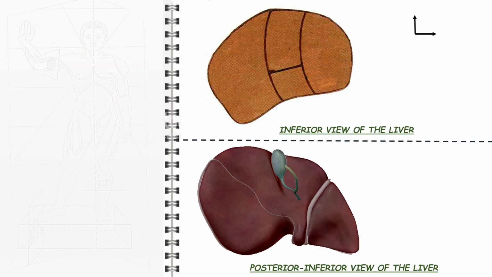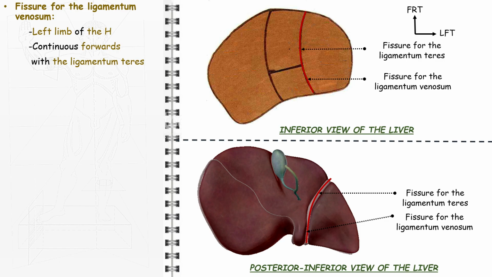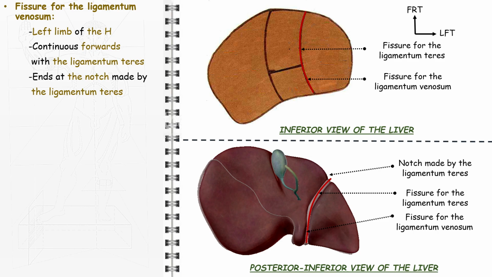The fissure for the ligamentum venosum constitutes the left limb of the H. It is continuous forwards with the ligamentum teres and ends at the notch made by the ligamentum teres on the sharp anterior border of the liver. The ligamentum venosum is the remnant of the ductus venosus. It separates the anatomical right and left lobes.